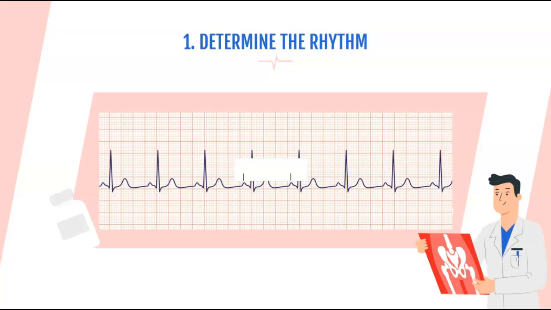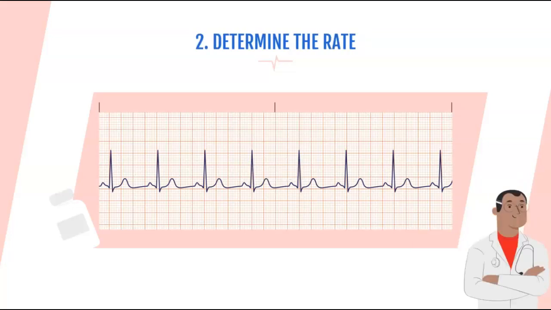For ventricular rhythms, the same method is used as atrial rhythms, except you're using the most prominent part of the R wave instead of the P wave. Heart rhythms can be regularly irregular, occasionally irregular, or irregularly irregular.